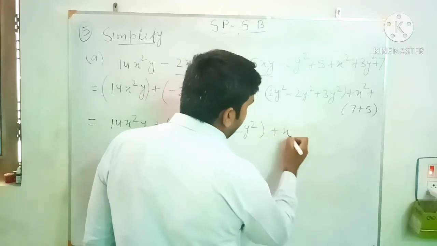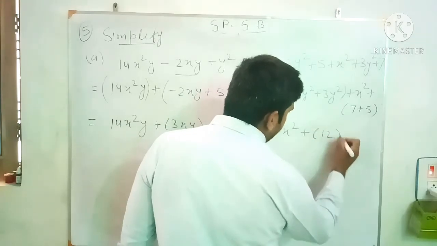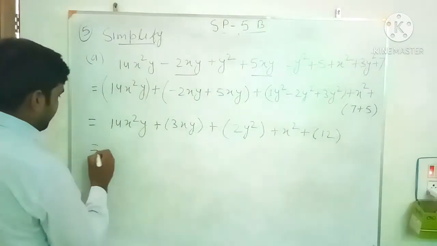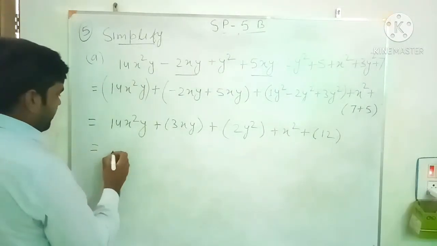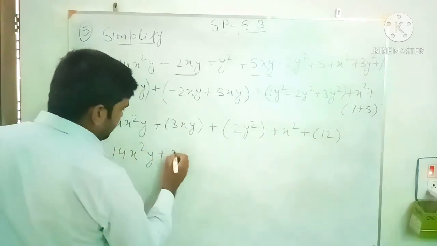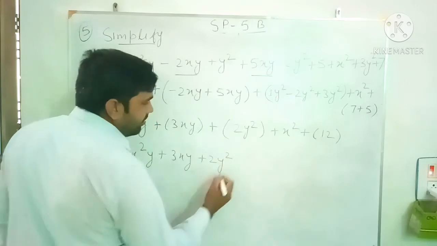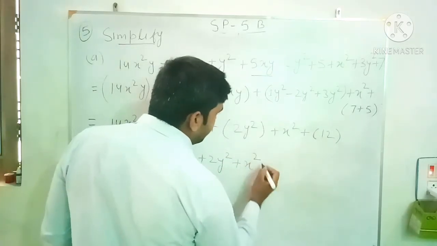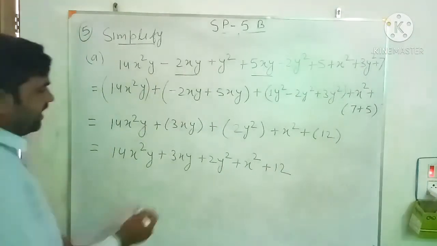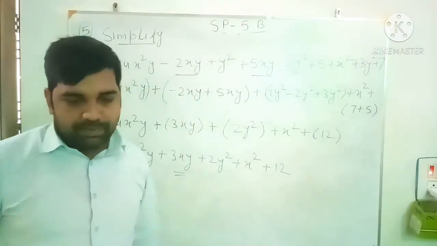After that, plus x square, and the constant term sum will be 7 plus 5, 12. Now we open the bracket again and write the terms in decreasing degree order. 14x square y, the degree is 3, plus 3xy, the degree is 2, plus 2y square, the degree is 2, plus x square, the degree is 2, and plus 12, the degree is 0. So this is the final answer. After addition you will get 14x square y plus 3xy plus 2y square plus x square plus 12.